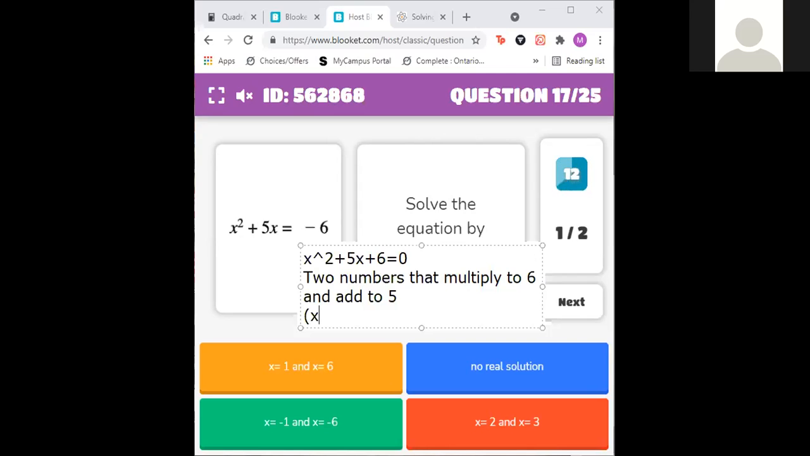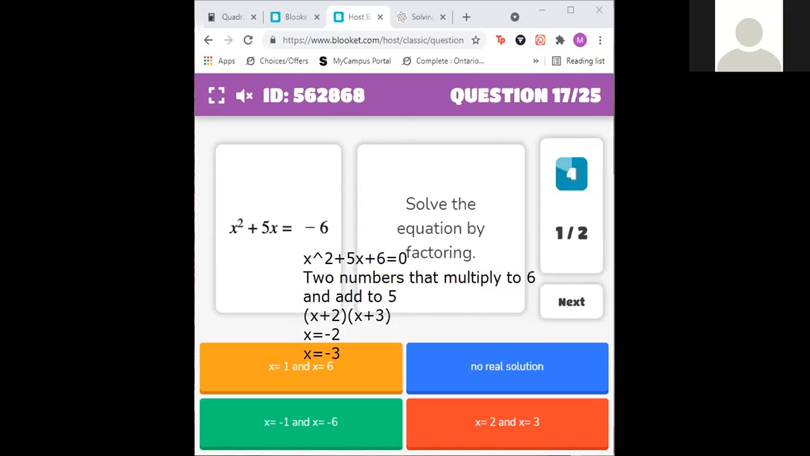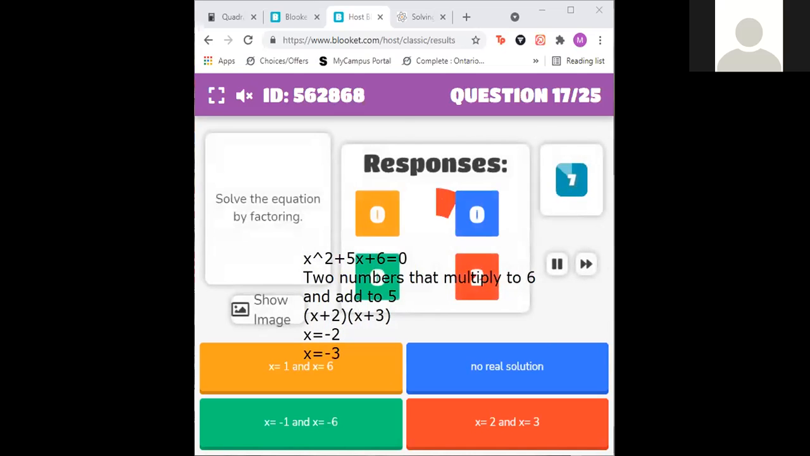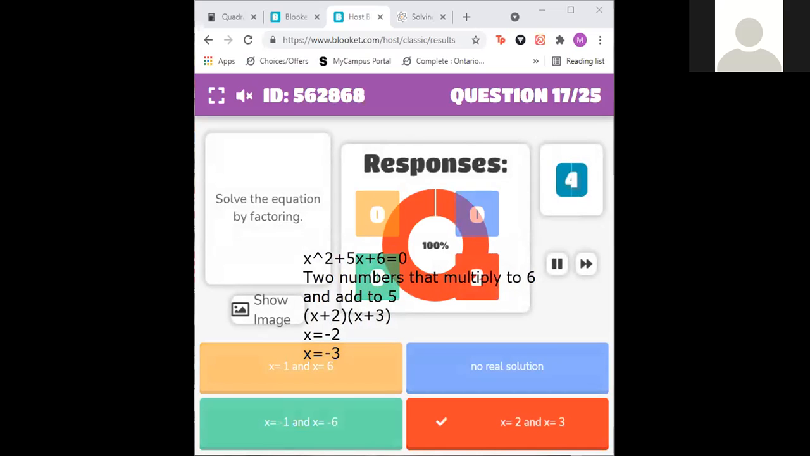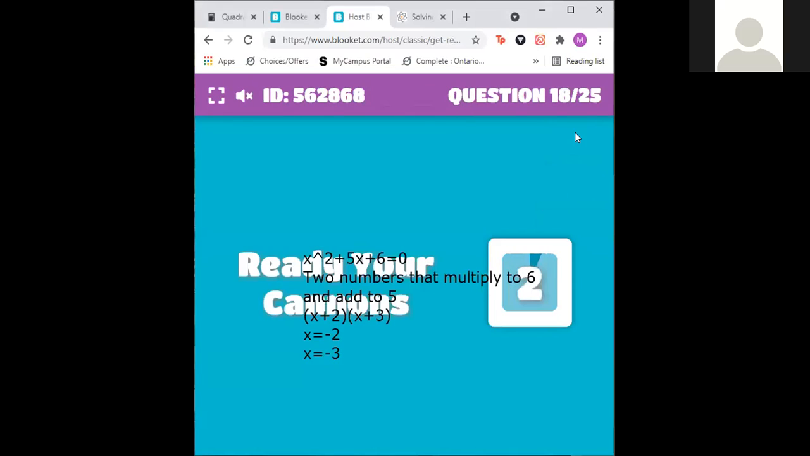So you already have x plus 2, x plus 3. So it should be x equals -2 because it's the opposite. It should be that, but they made a mistake here. I think it's a logical error.